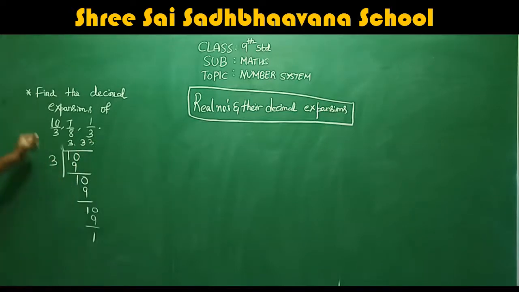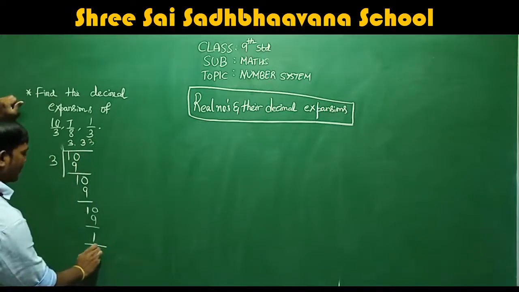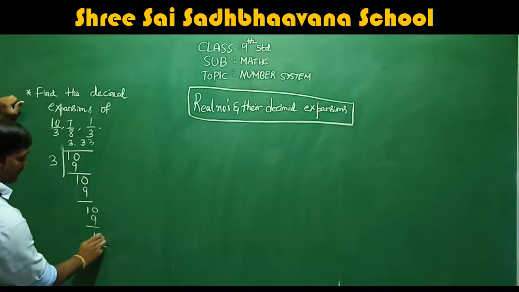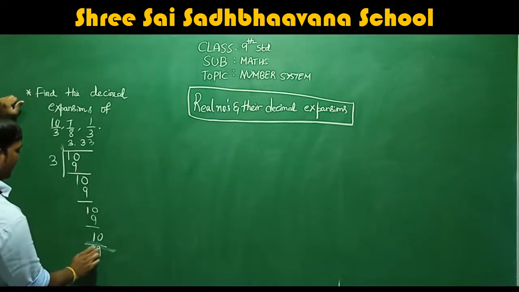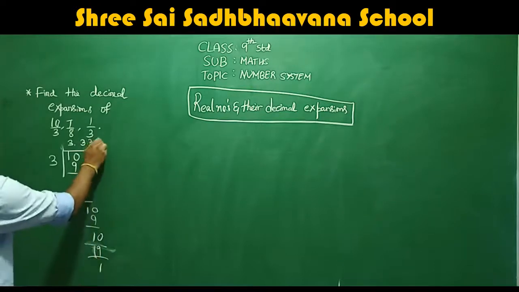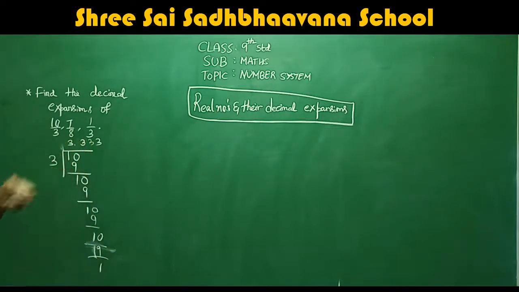Again you will get 1, take 10, 3 threes are 9. So it keeps on repeating: 3 point 3, 3, 3, 3. Where will it end? It will never end. If you keep on dividing, you will keep on getting the same quotient, 3.333. Did the remainder become 0? No, the remainder is continuing.